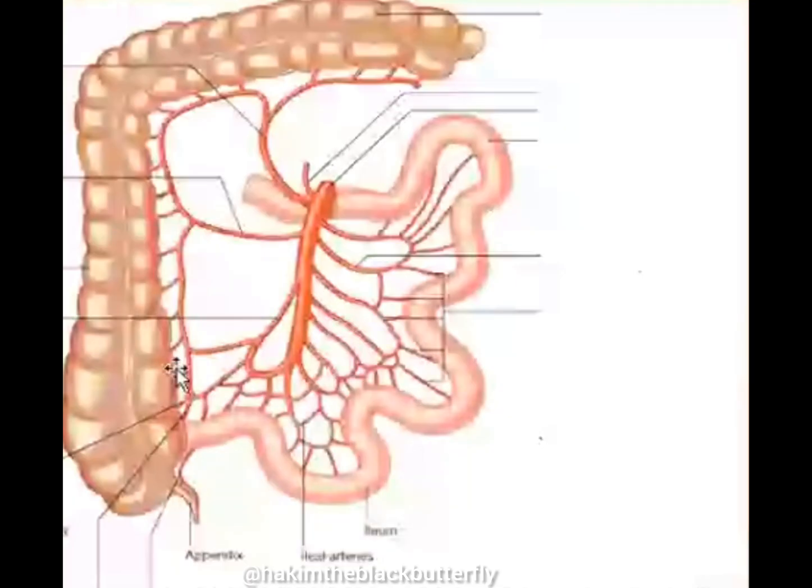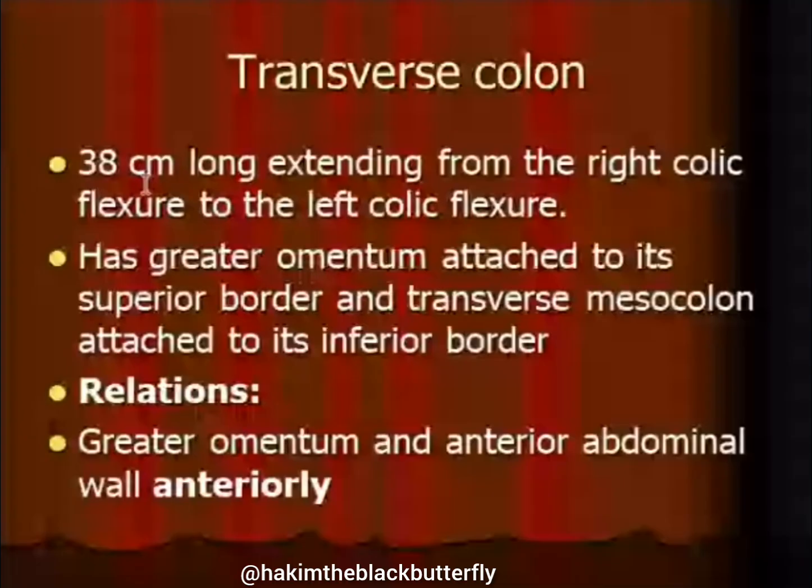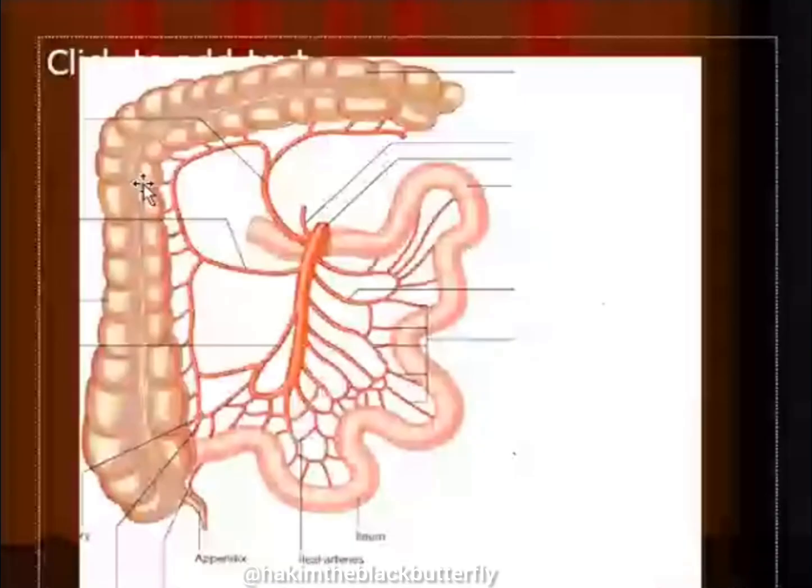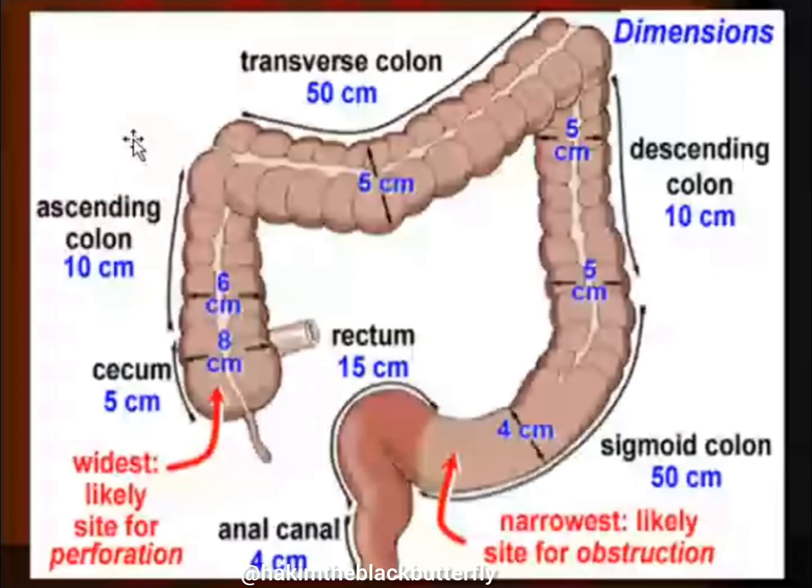So here we are seeing the ileocolic giving off branches to the proximal part, and here we are seeing the right colic artery giving off branches to the distal part, and both of them are branches of the superior mesenteric supplying our ascending colon. At the right colic flexure, the ascending colon bends to become the transverse colon.